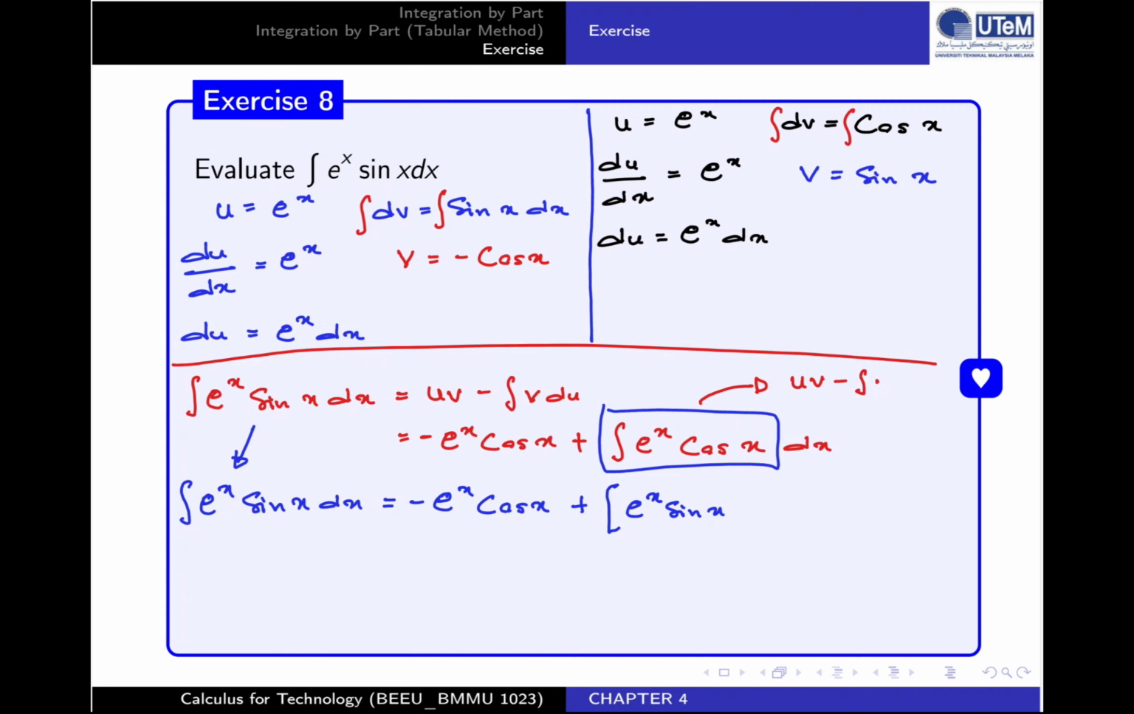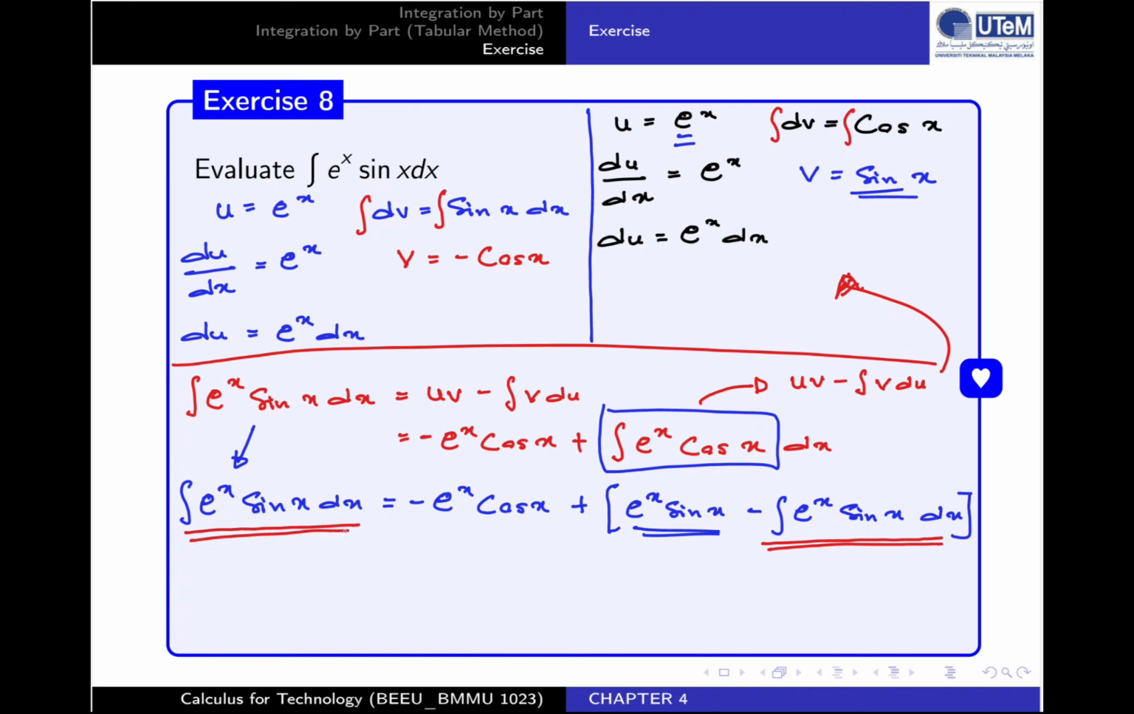This one comes from uv minus the integration of v du, but you must choose from this part. So your u equals e^x, your v equals sine x. That's why we got e^x sine x minus the integration of your v equal to sine x, your du equal to e^x dx. If we look here, it is the same thing as the previous example, we got the same value.